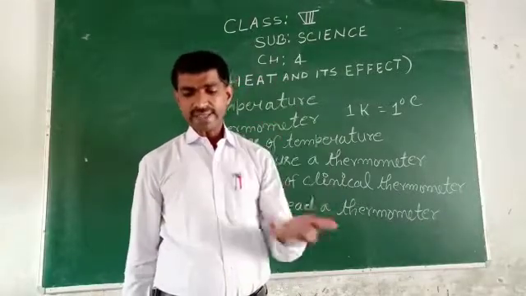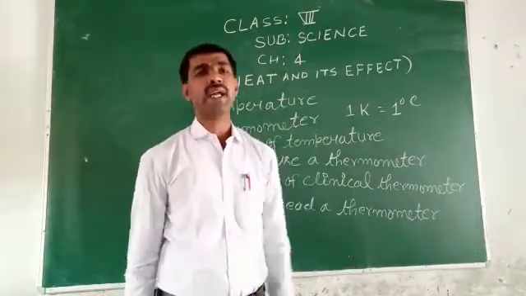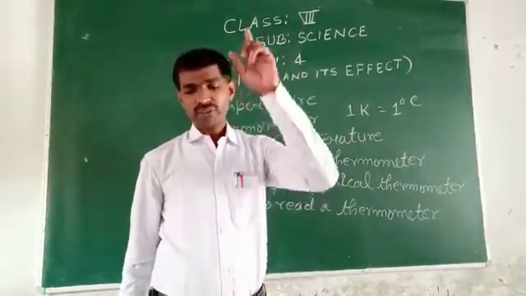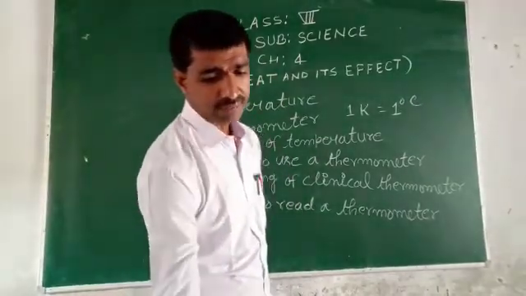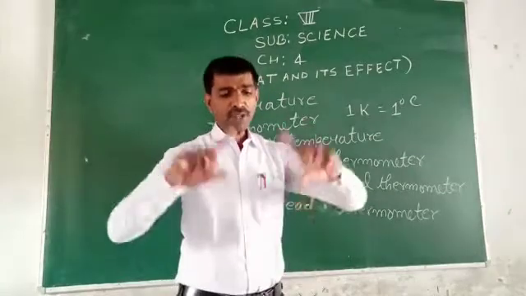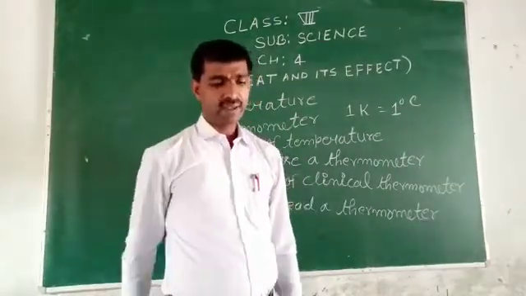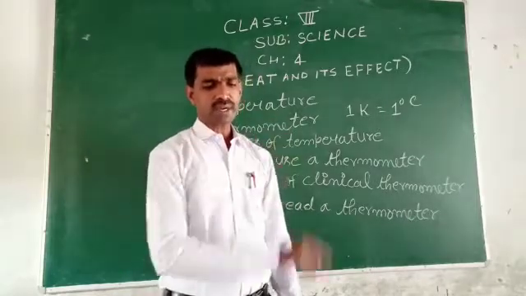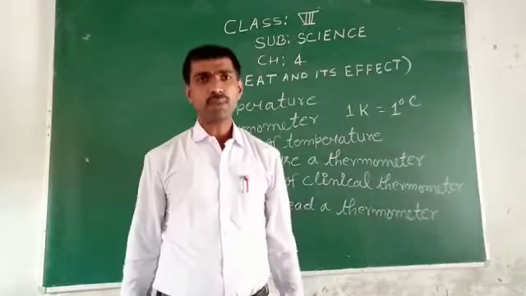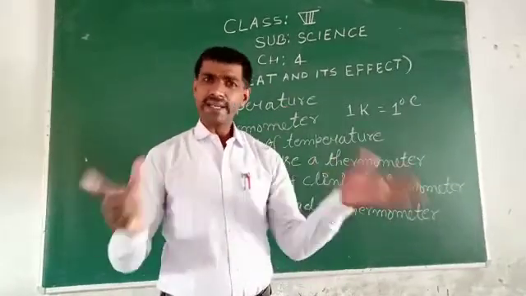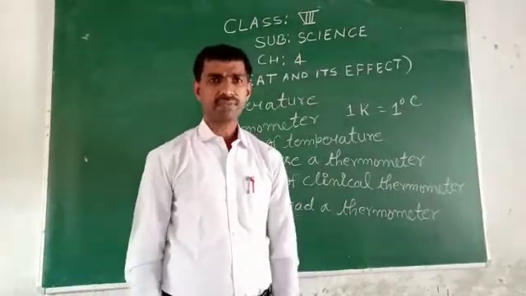On the Fahrenheit scale, the lower fixed point is taken as 32 degree Fahrenheit, and the upper fixed point is taken as 212 degree Fahrenheit. The interval between the two fixed points is divided into 180 equal parts. Each part is 1 degree Fahrenheit.